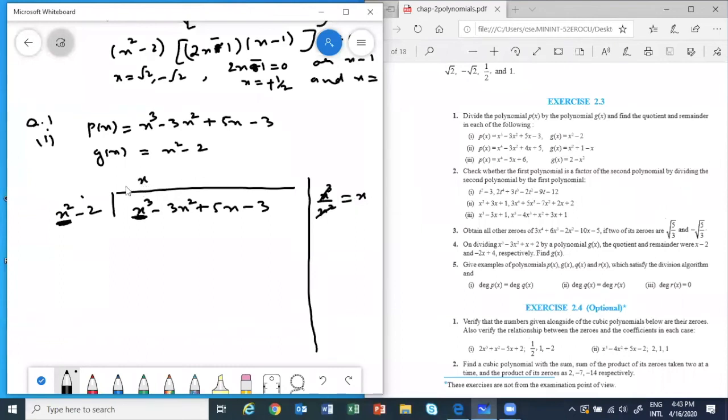In the quotient, take x. Now x with x square will give me x cube, and x with minus 2 will give me minus 2x. So I can write here minus 2x. Now change the sign. This will go. What is left? Minus 3x square plus 7x minus 3.